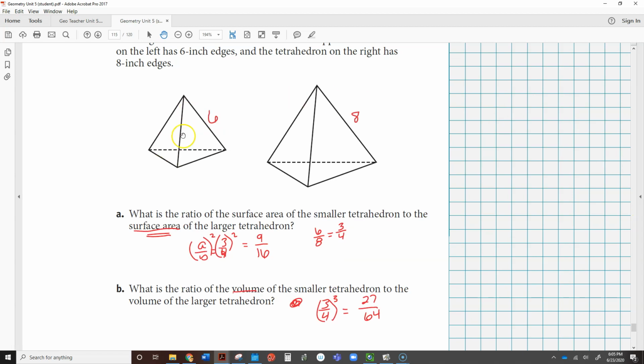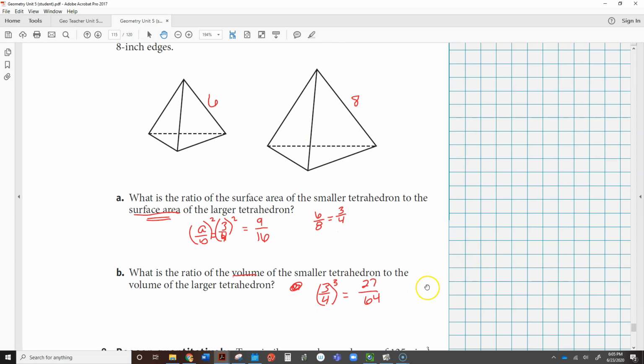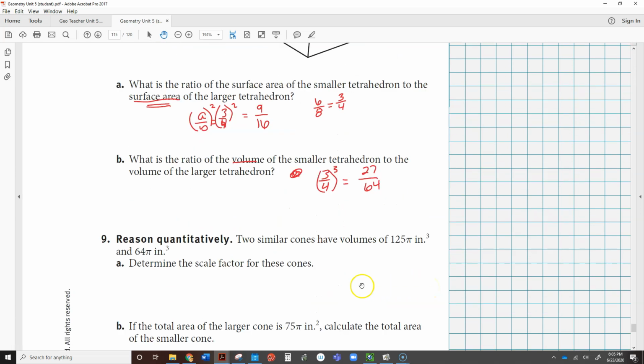So if I knew the volume of this one, I could find the volume of this one without actually having to use a volume formula. And I don't know what the volume formula for a tetrahedron is. So I'd have to do it that way.